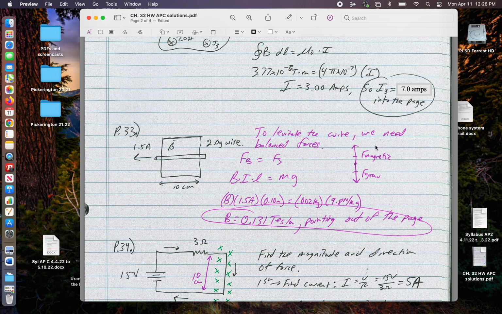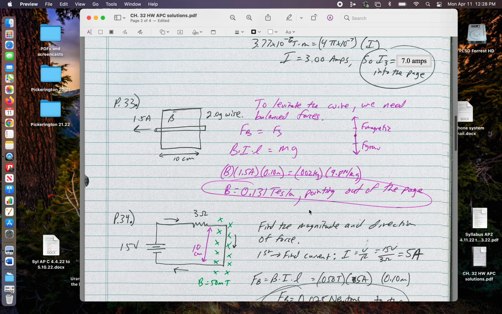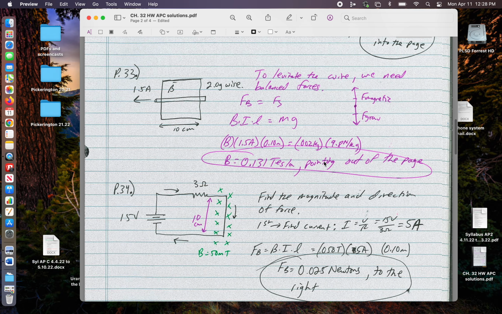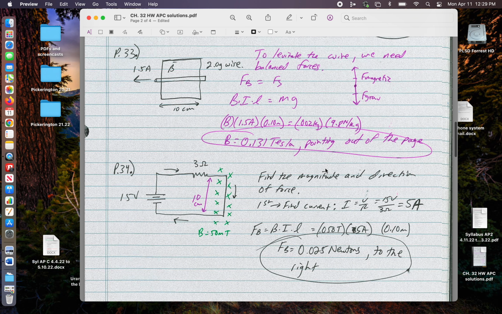So the gravitational force would be down. To balance that out, we need a magnetic force upward. So the magnetic force equals, this is supposed to be a G, sorry about that. That BIL is the magnetic force on the wire, mg is the gravitational force. The current going through the wire is 1.5 amps, with 10 centimeters or 0.1 meters of length. Said it was 2 grams, so 0.002 kilograms times 9.8 newtons per kilogram. And I get a field strength of 0.131 Tesla. So in order to have a magnetic force up using my right-hand rule, I would have to have this field pointing out of the page.